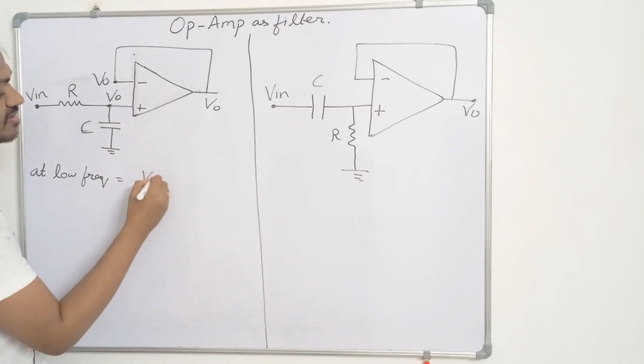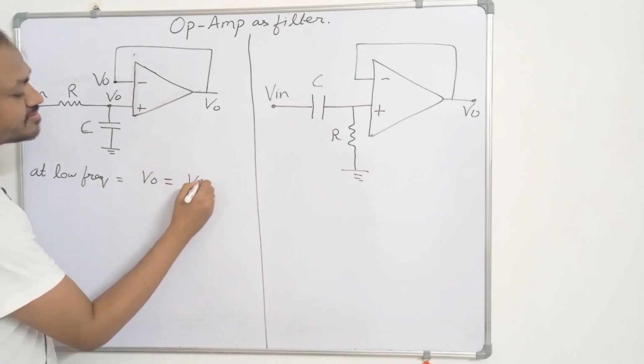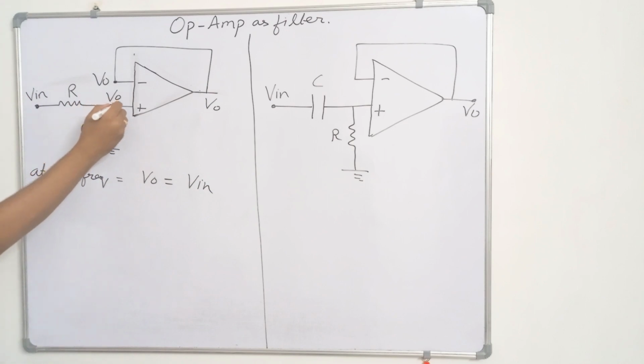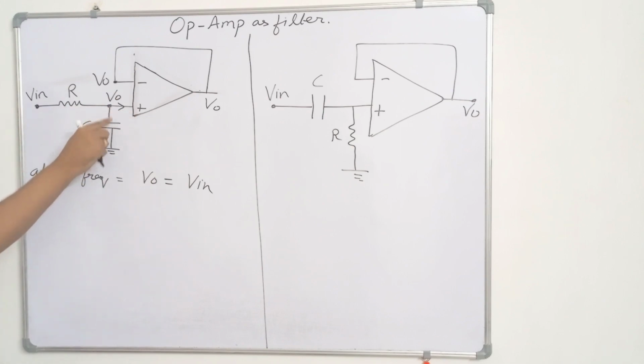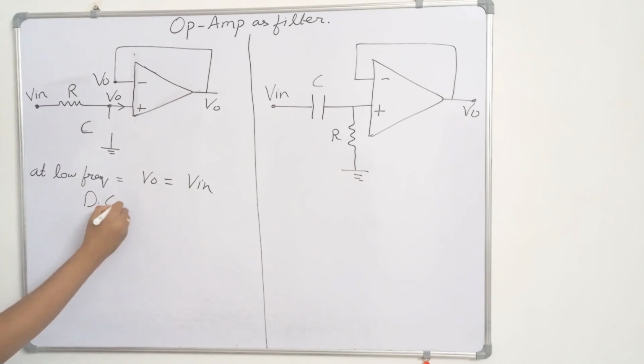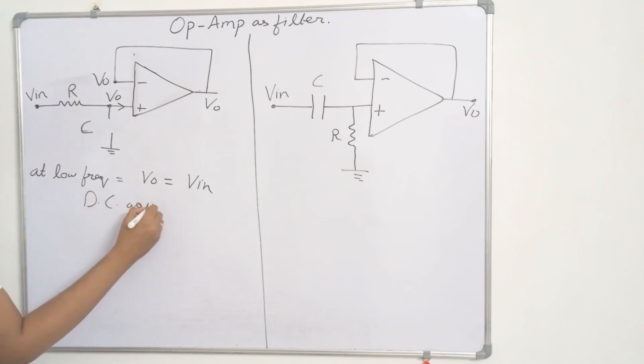So V naught will be equal to V in because no current flows into the terminals of the op amp. So at low frequencies this capacitor can be treated as open. So there is no connection here to ground. So V naught equal to V in. So DC gain equal to 1, or the gain at low frequency equal to 1.